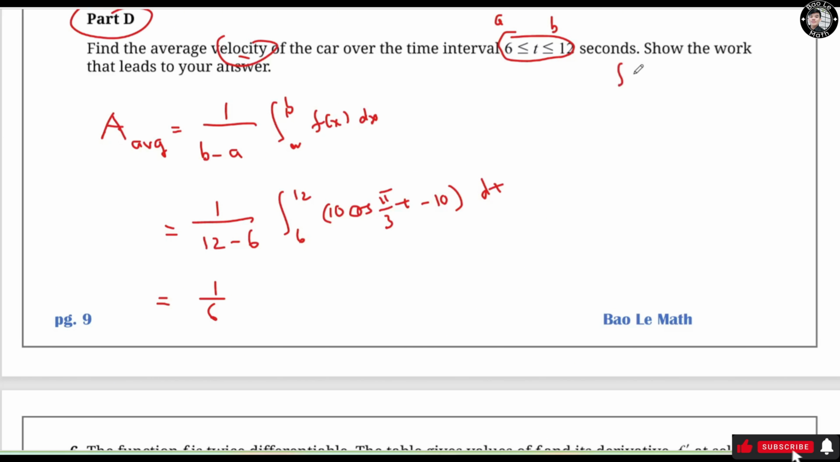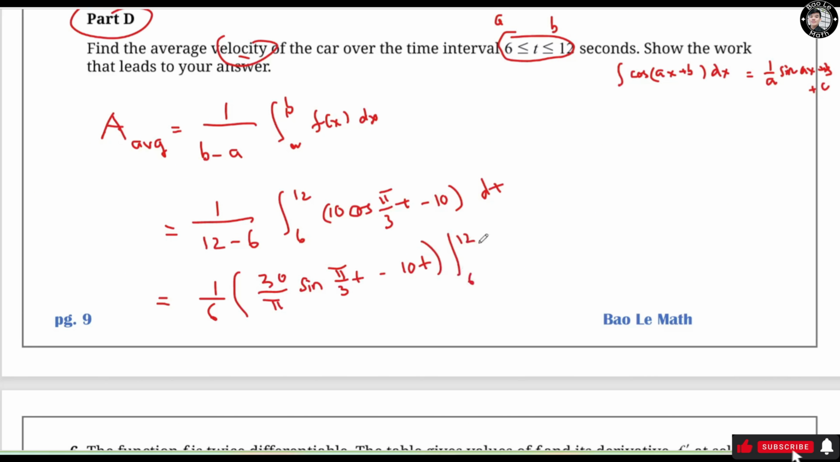Remember, the antiderivative of cosine of as plus b ds is going to be 1 over a sine of as plus b, plus c. So keep that in mind. So this guy turns out to be 1 over pi over 3, which is 3 over pi, times 10 is going to be 30 over pi sine of pi over 3 t, minus 10t evaluated from 6 to 12.